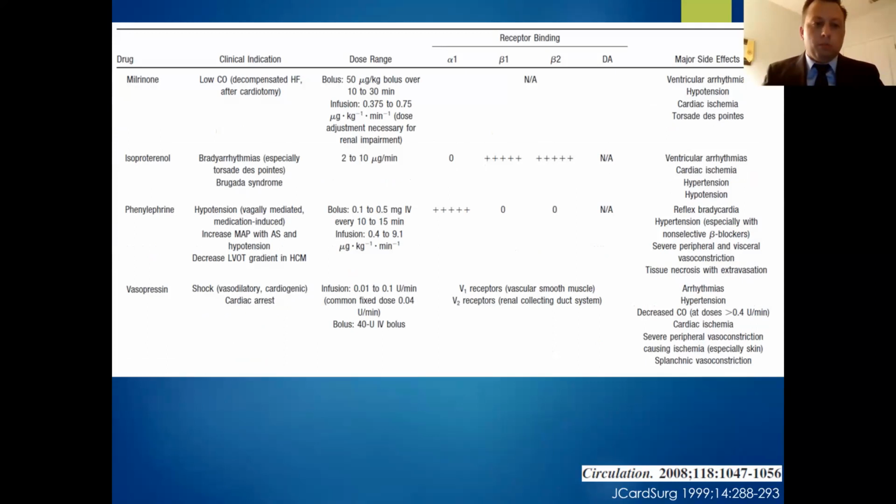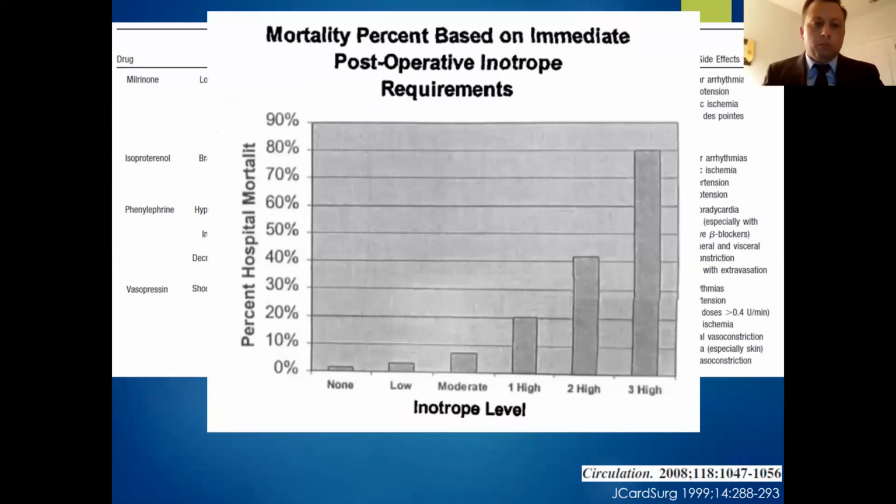Phenylephrine, a little less common, although useful in those patients with aortic stenosis and hypotension, as well as in the HOCM patient to reduce that LVOT gradient. The one thing I'll note is that as the number of inotropes continue to increase, your risk of mortality does go up. So if you find yourself putting patients on a pressor and an inotrope, or two pressors or two inotropes at a time, you may want to start considering mechanical support at that point.